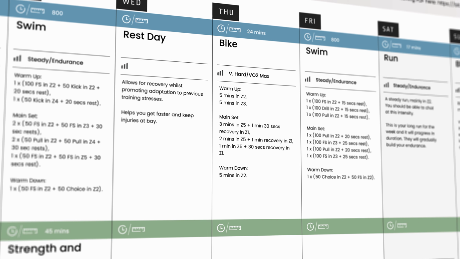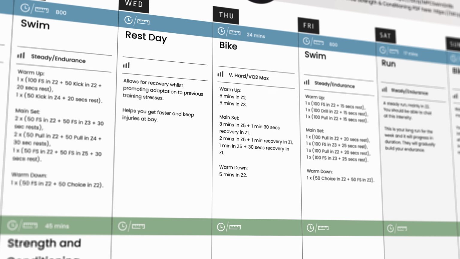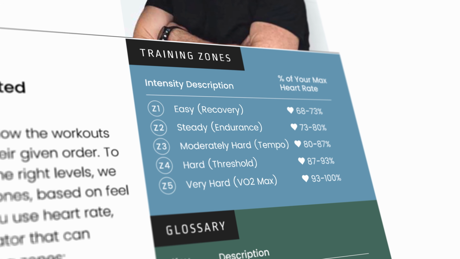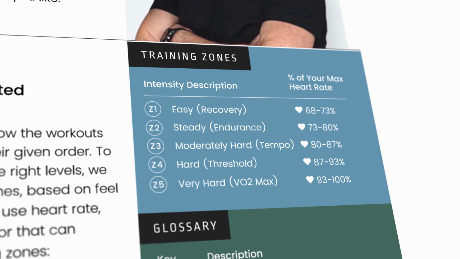Similarly, if you chose the Ironman version of this free plan, the starting fitness requirements would be even higher because it's a tougher race. So if you are a beginner, stick with the sprint distance training plans as they're the most accessible. You'll also notice that each workout has abbreviations like Z2 and Z4, and these refer to the training zones, which are explained in the blue box that I mentioned earlier.